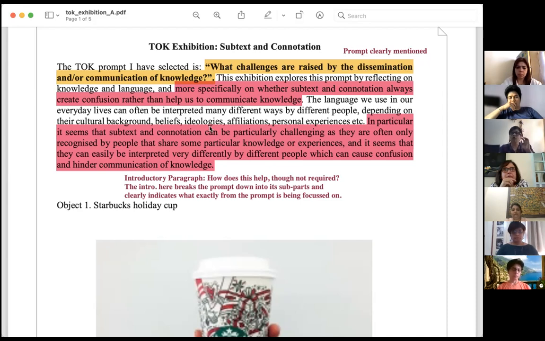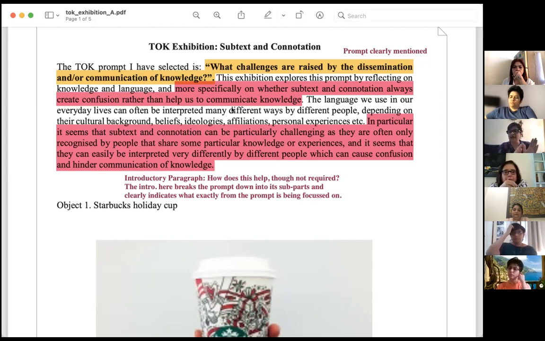So you've already seen the opening is beginning to bring an edge to the entire commentary for the examiner. Now the examiner will clearly look for whether the student has gone into subtext and what the challenges are that come with subtext. What does subtext really mean? And when you say challenge, how do challenge and subtext link? What is the link between the two, and how does this go in communication of knowledge?